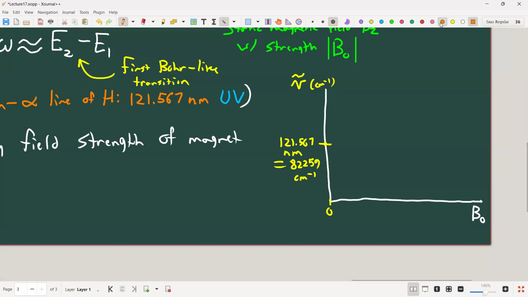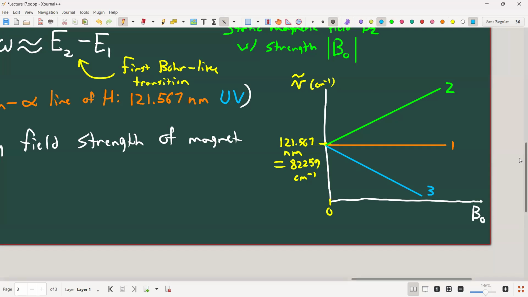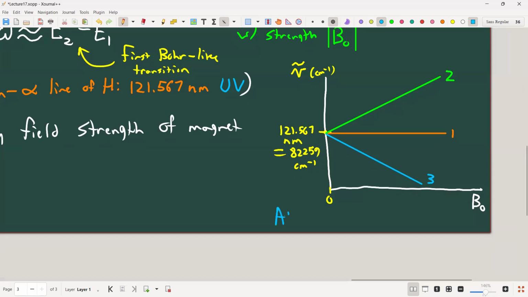And then as you turn the field on, the line splits into three components. One of the components, component one, does not change frequency at all. It just moves flat. Then there's a component that increases in energy linearly with the strength of the field. And there's a third line that moves opposite with the same slope, but negative. So at non-zero field, Lyman alpha has three components.